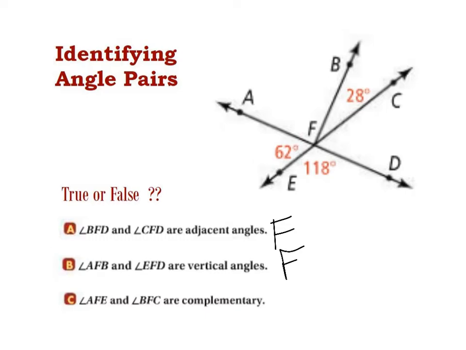Last one, AFE and BFC are complementary. AFE is right here. That's 62. BFC is right here. That's 28. To say they're complementary means that they have to add up to 90. What do you think? Is 62 plus 28 equal 90? It does equal 90. So that one would be true.